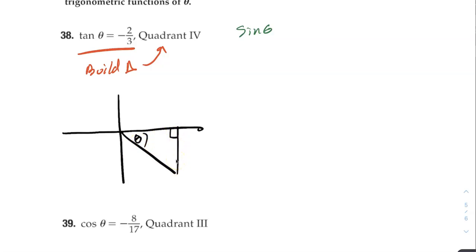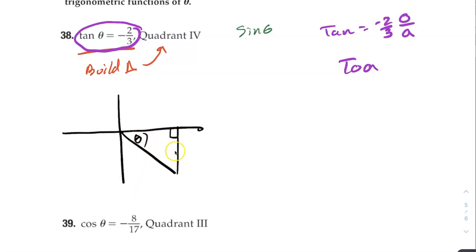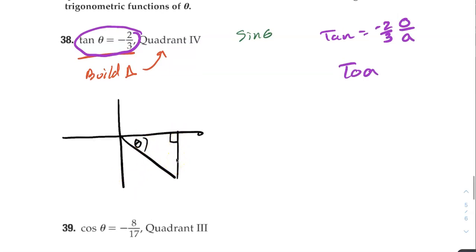What do they tell us? Tan is negative 2/3. What is tan? TOA. So opposite is 2, adjacent is 3. So my triangle here, opposite side, which is this guy, is negative 2. And my adjacent side is 3. So if I want to find sine, sine needs opposite over hypotenuse. So I've got to find the hypotenuse.